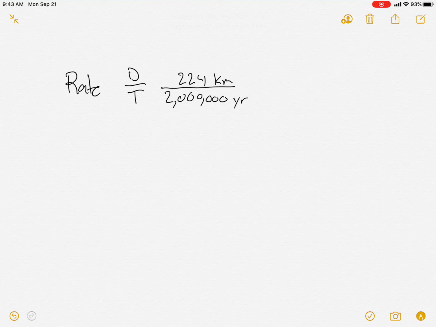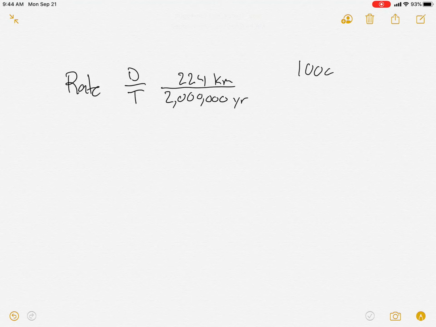Now, really, you could just plug this in your calculator and you would get a rate, and that would be technically the correct answer, except that we wanted the rate to be in specific units. As you look at the question, it says it wants it in centimeters per year. And if we did this division here, we would get it in kilometers per year. And so the problem here is that you need to convert. And so the things you need to know are the conversion factors.